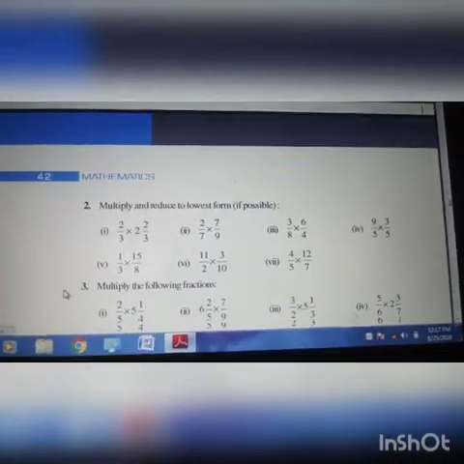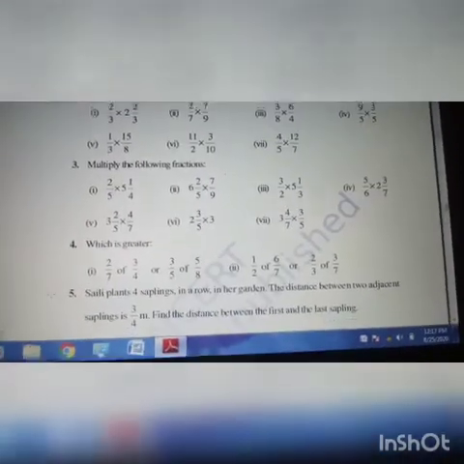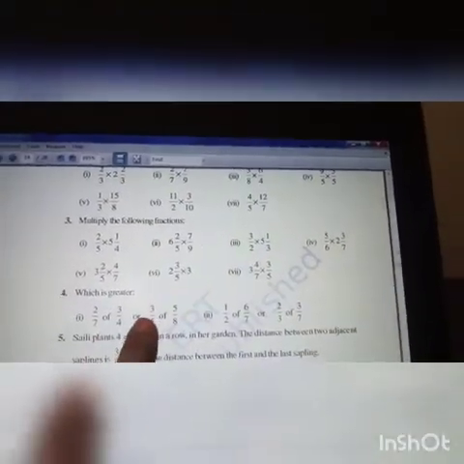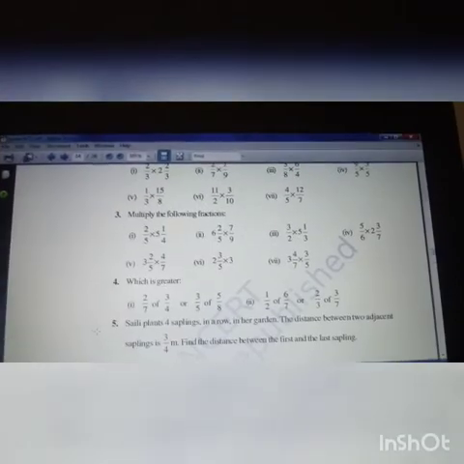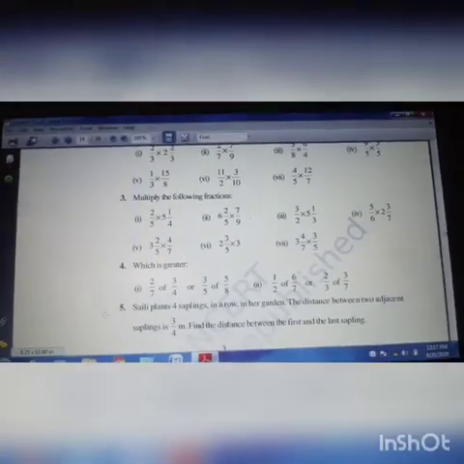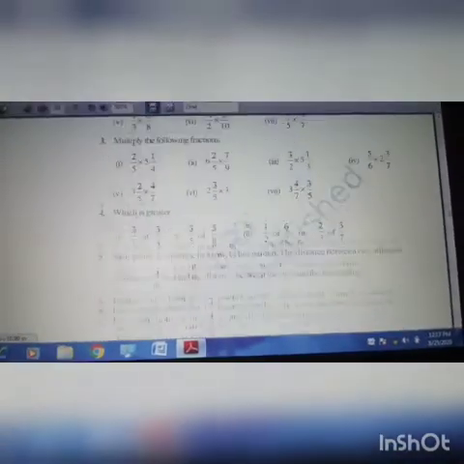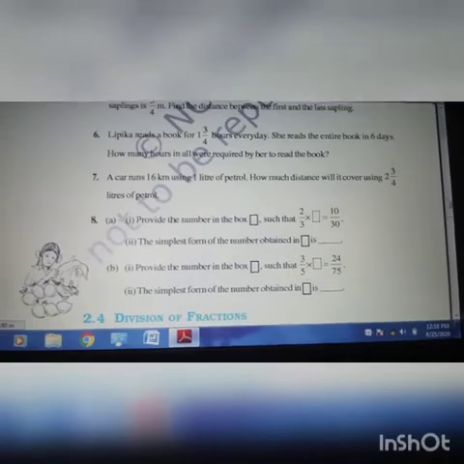So then we have to find which is greater. Greater means comparison. First you should multiply both the answers, these two answers. Whether both the answers have same denominator, we have to check like that. If both the denominators are same, you can compare the numerators. If not, take LCM and you compare it. Okay my dear, see these very easy problems, you can work out it.